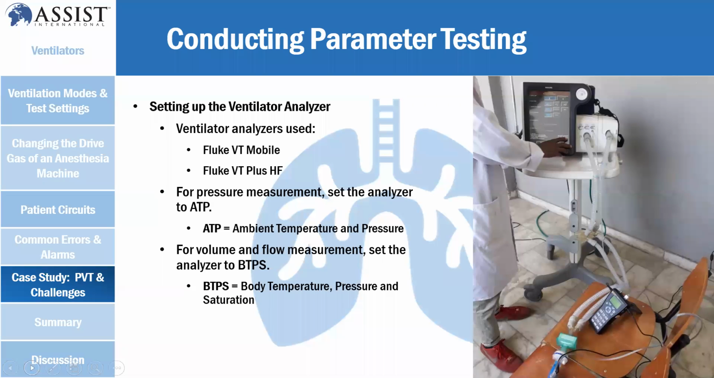Sometimes with ATP, due to the altitude issue, it is going to pass, but in certain countries you need to know your altitude as well. BTPS will be the common setting that you use during your ventilation test, but for anesthesia, ATP is good enough already, while BTPS is commonly used on the ICU ventilator.